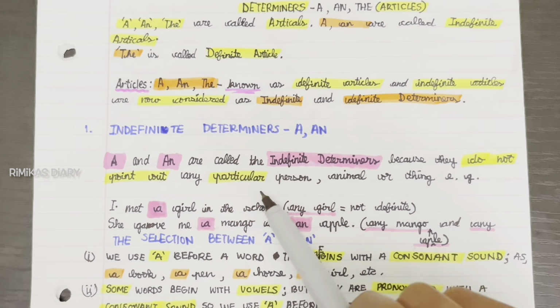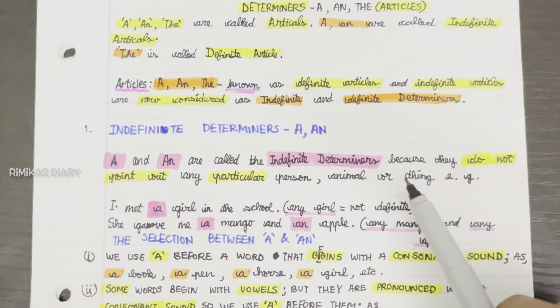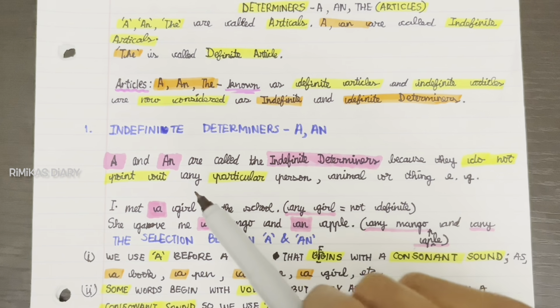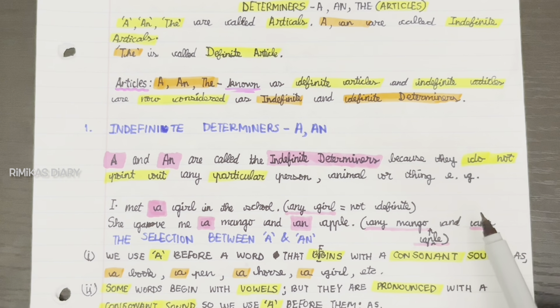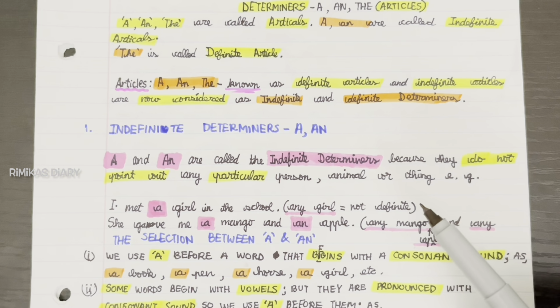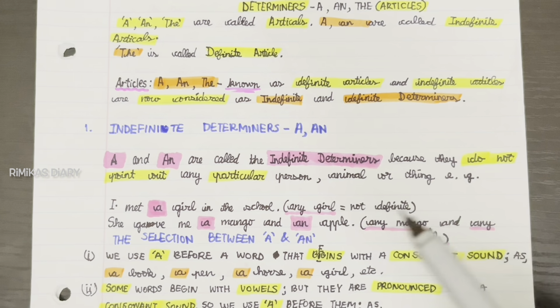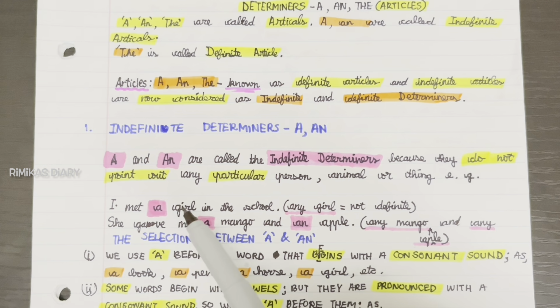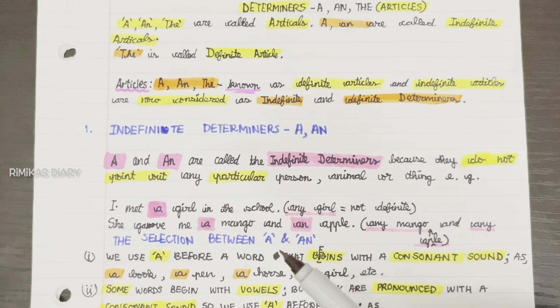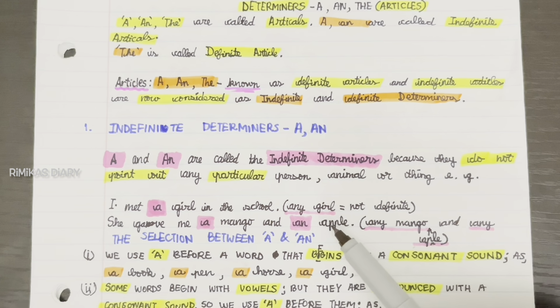A and an are called the indefinite determiners because they do not point out any particular person, animal, or thing. Example, I met a girl in the school. Here, a is the indefinite determiner. In this sentence, a girl means any girl. They're not being specific.